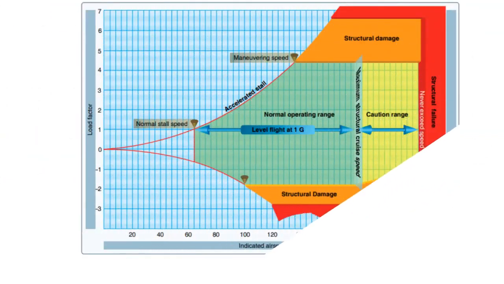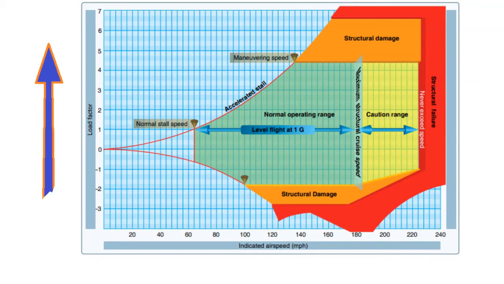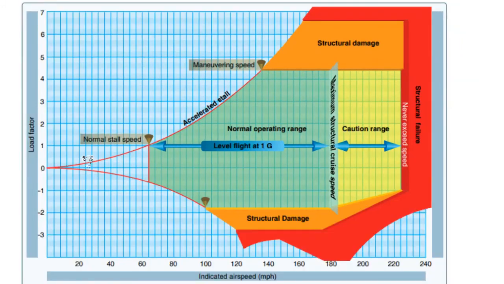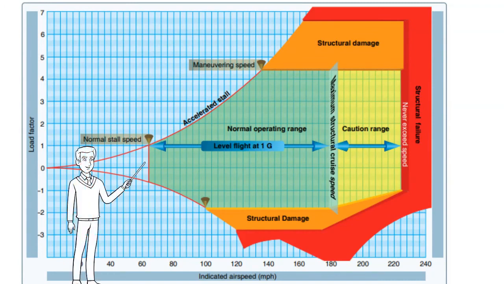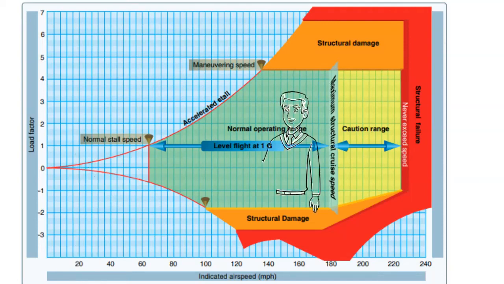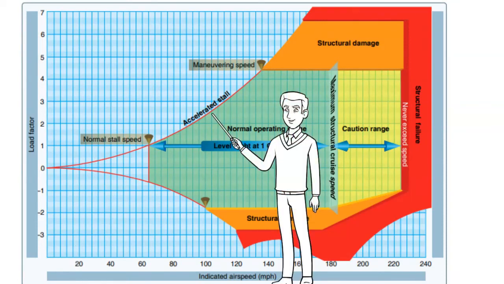Take a look at this diagram from the Pilot's Handbook of Aeronautical Knowledge. You'll see that on the left we have load factor and on the bottom we have speed. First, take a look at your normal stall speed. Up to this speed, your airplane will stall no matter what the load factor is. Now take a look at this curve. As load factor increases, our stall speed also increases, just like we talked about earlier.